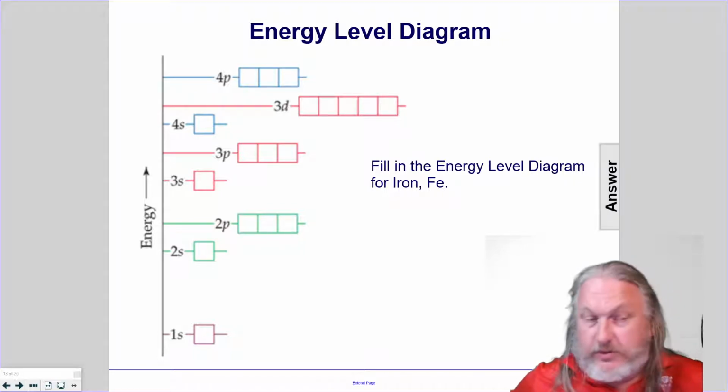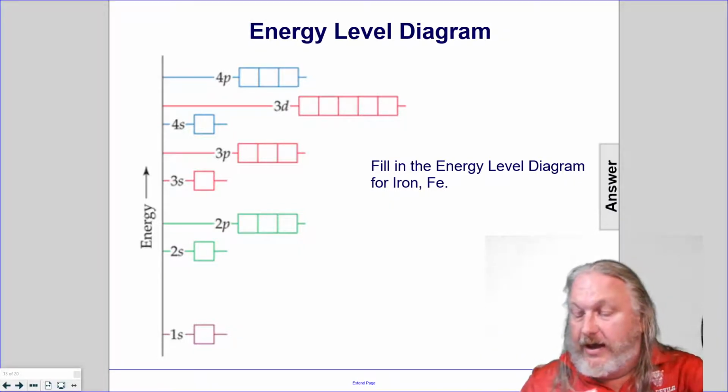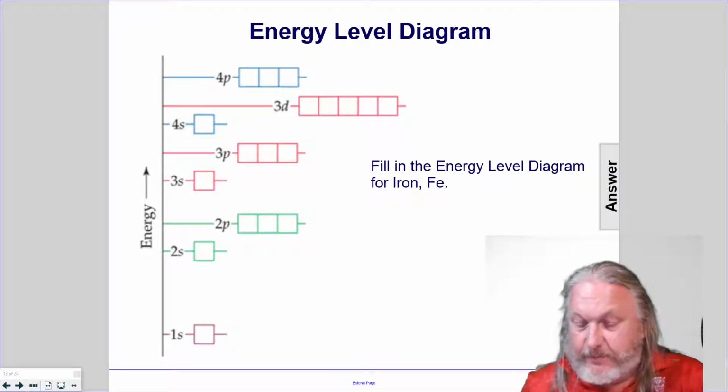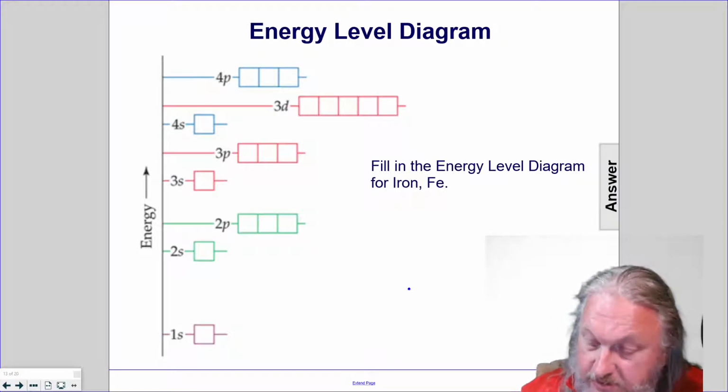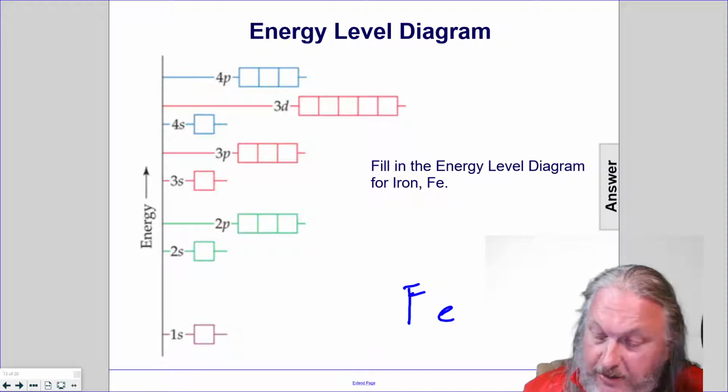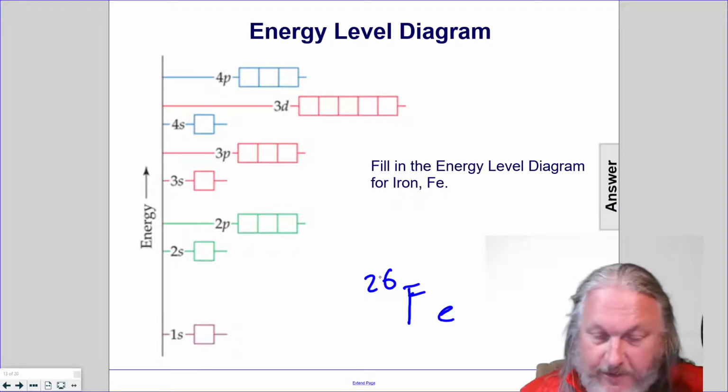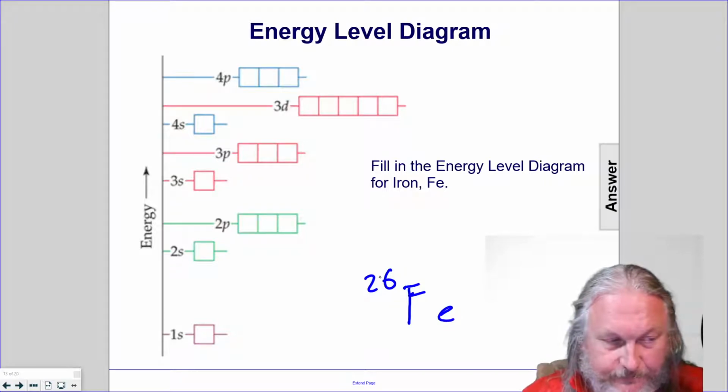Now we're going to do iron, Fe. Iron, looking at my periodic table, has atomic number 26. If you want to try and do this yourself, I'll come back and I'll get it done.